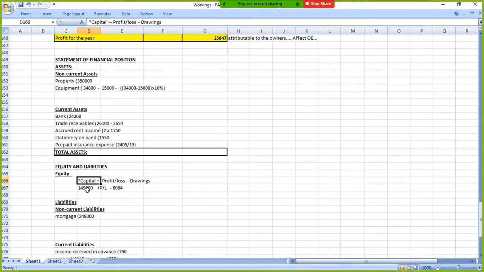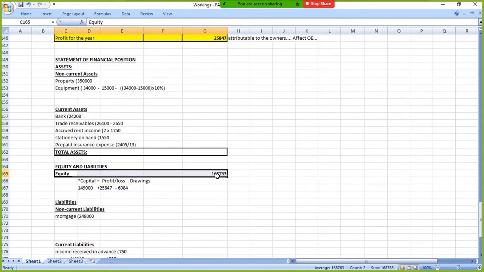Where is it? Here. So this profit figure I can update. I'm going to show 25,847. It's going to go there. Then I can copy that. My equity is going to equal that figure. There's my equity.